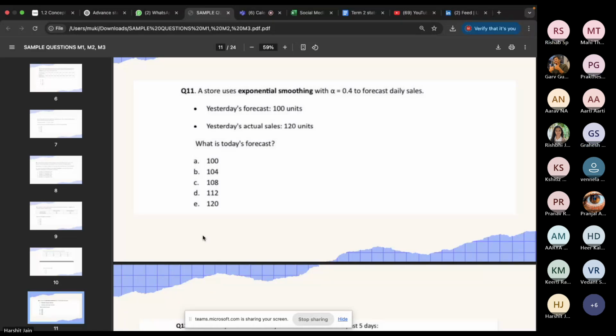So for this, actual sales is 120. 120 into 0.4 will be 48, right? 12 fours are 48. 48 plus 60, 100 into 0.6. So we'll get 108. 108 is the answer. The equation is alpha into actual sales plus 1 minus alpha into predicted sales. So the first part is 48, second part 60, 108. Next question. Harshit, next question.